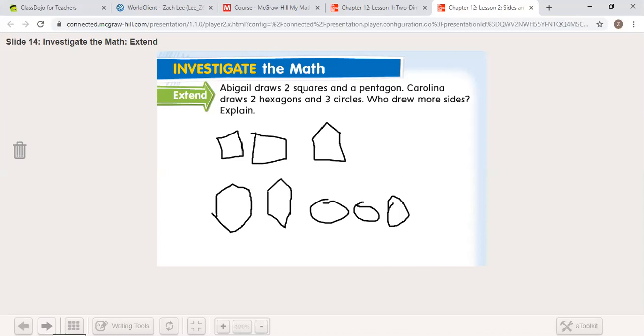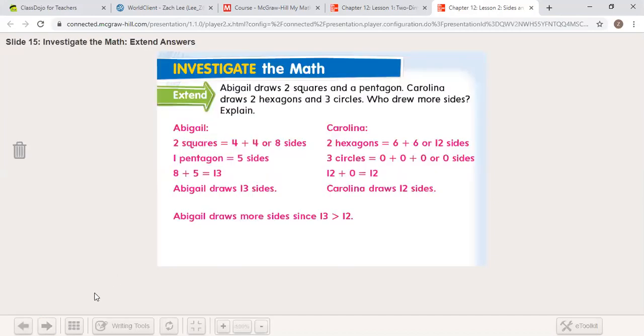All right, let's take a look here at Abigail. So 2 squares. Each square has 4 sides. So 4 plus 4 should be 8. And a pentagon has 5 sides. So I have 8 plus 5. She has 13. Carolina draws 2 hexagons. So 6 plus 6 is 12, plus 0, 0, 0. So let's check our answers. And it says Abigail draws more sides because 13 is greater than 12.